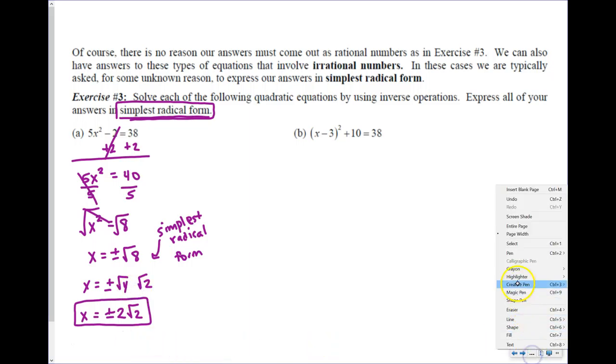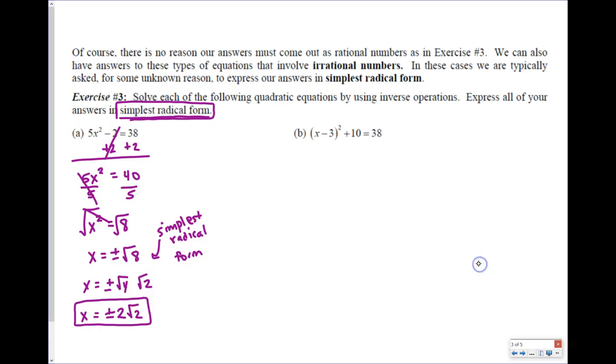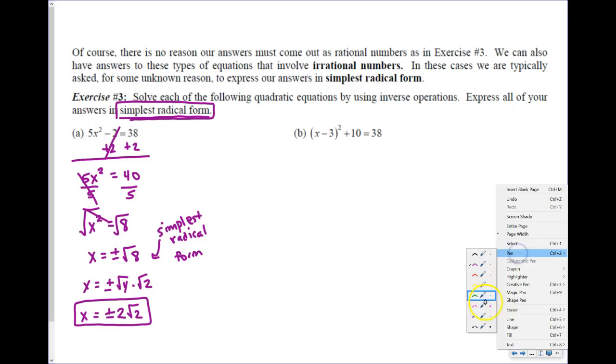Alright, sorry, I had some pen marks on there. Let me just make that clear. There we go. Okay? Let's try the next one.